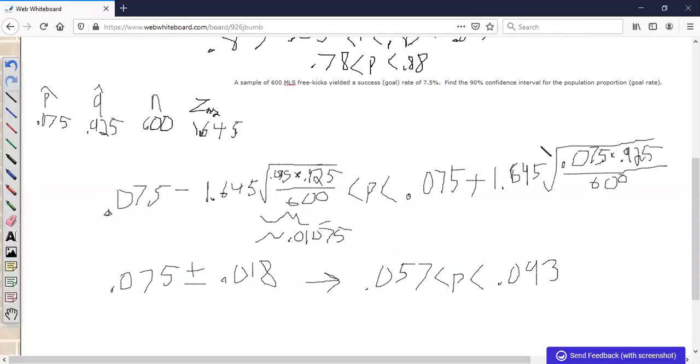Yeah, so that's about it for now. That's really all you need to know about population proportions.